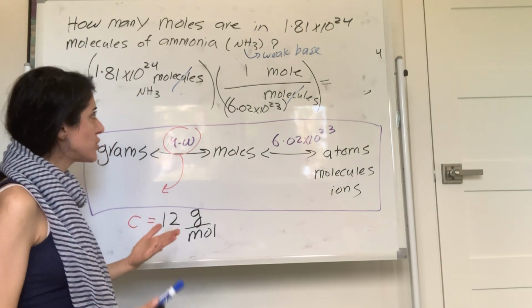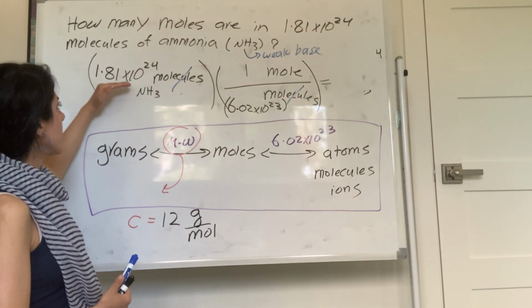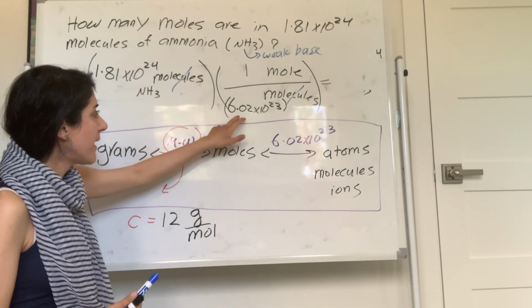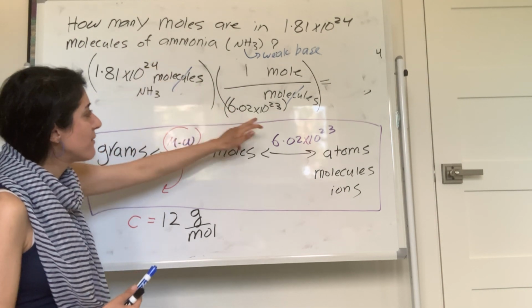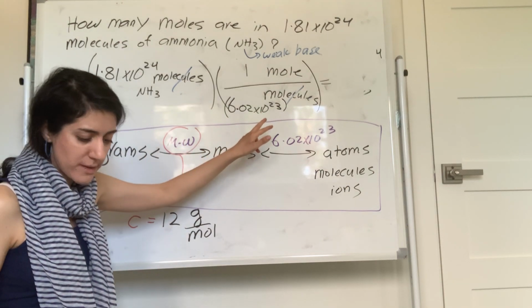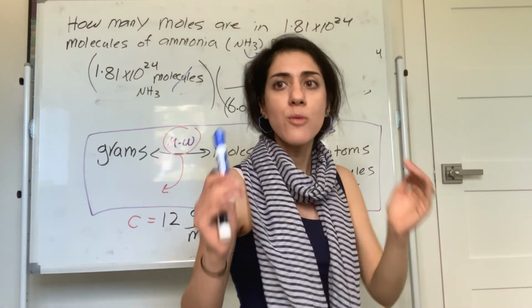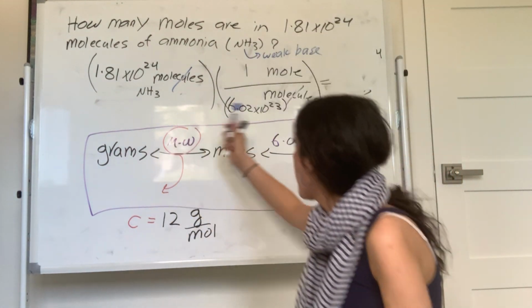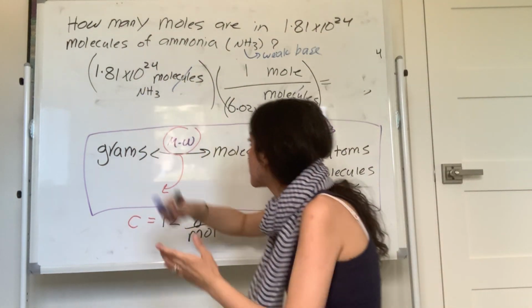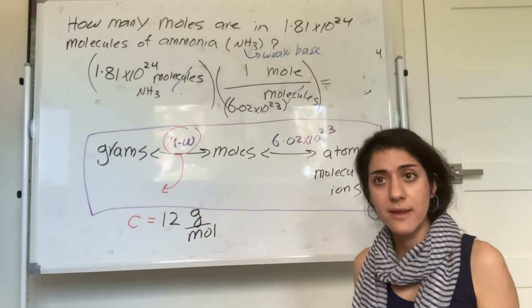Or the other way to do it is 1.81 times 10 to the 24th divided by 6.02 and then divided again by 10 to the 23rd. That's a little bit easier way for me to do it. Or put parentheses around it. But just be careful. This has to be divided by this whole thing.